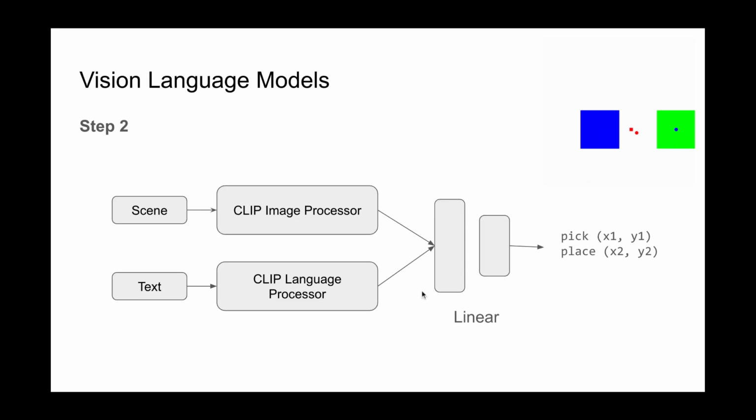For this, my hypothesis was that the linear model is very simple and it does not capture the spatial information which is so critical to generating the pick and place locations. So I replaced the linear model with more complicated convolutional decoders.